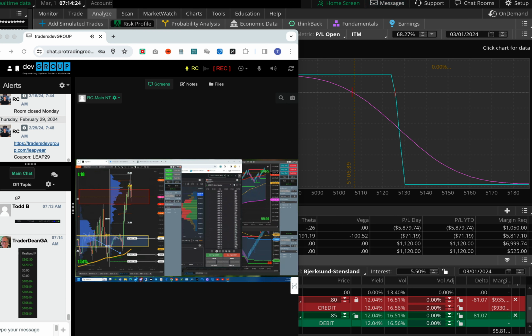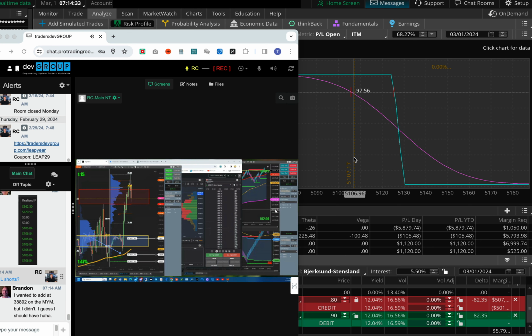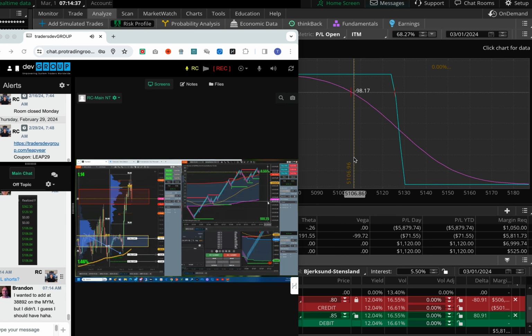Anyone with short crude oil? Do you have any crude oil shorts? Just about everything is working out. The only thing that's not working out is if you stayed short the NASDAQ for too long, and hopefully everyone's learned their lesson there on how to do that. Just get in, get out, get on with your life.